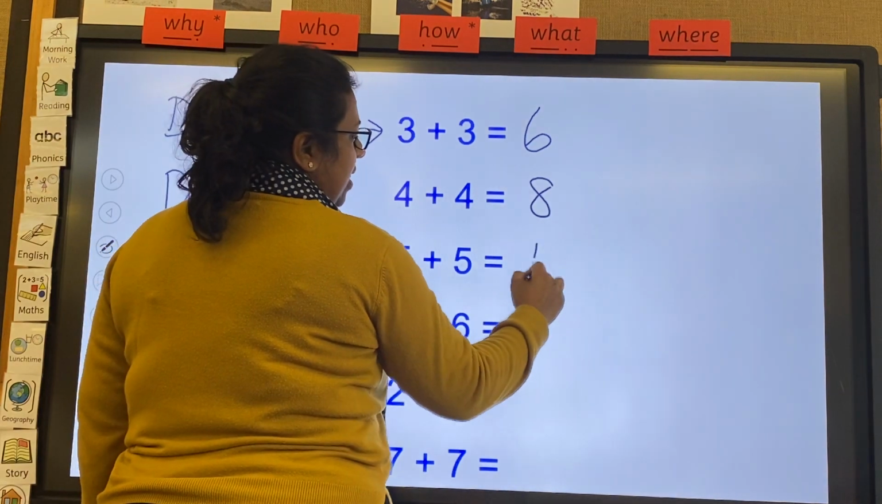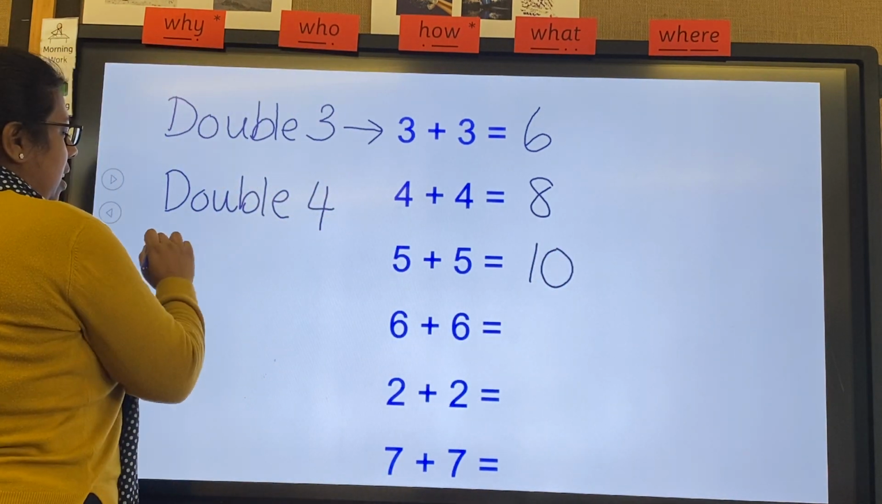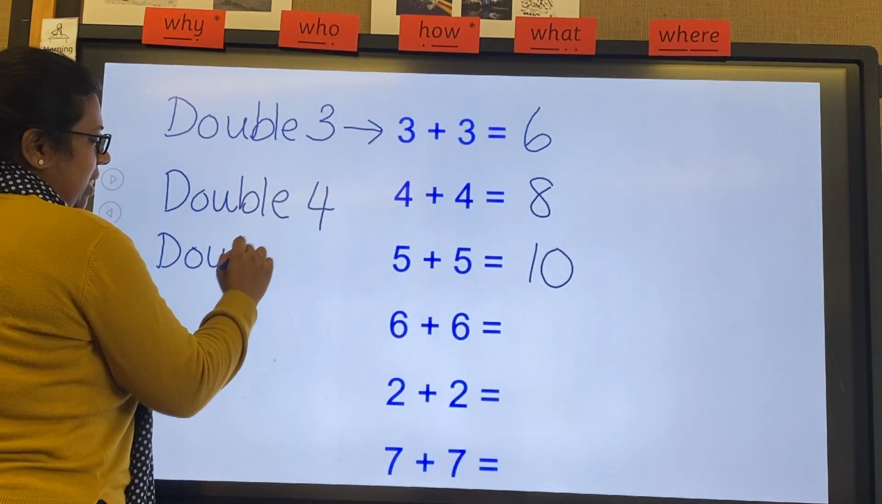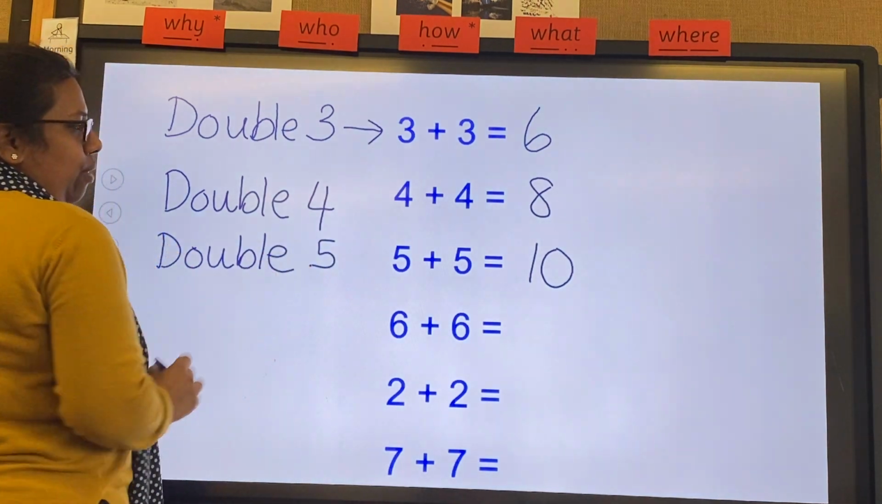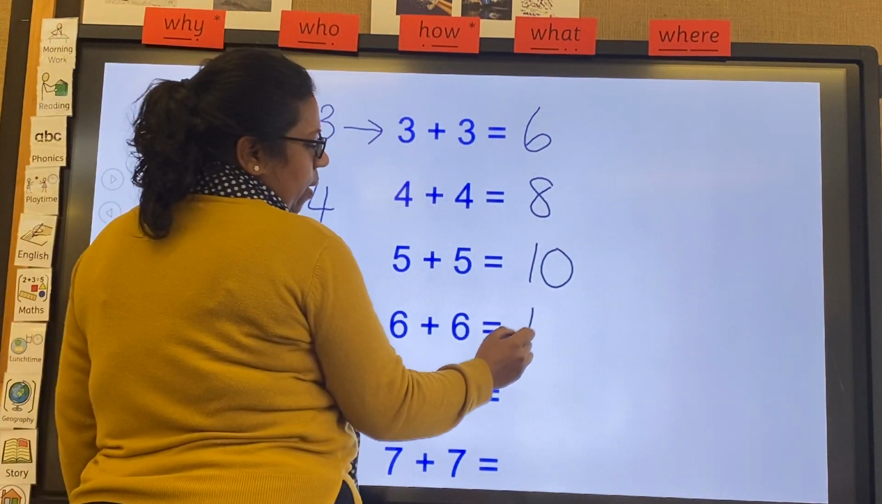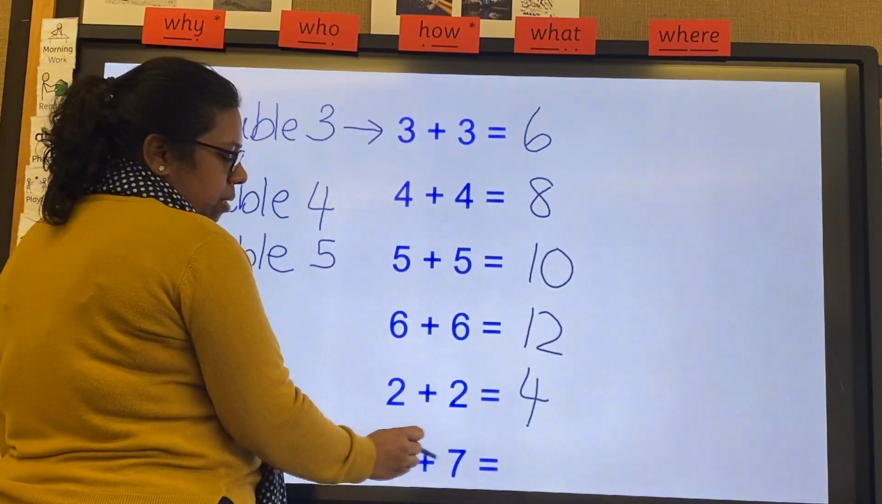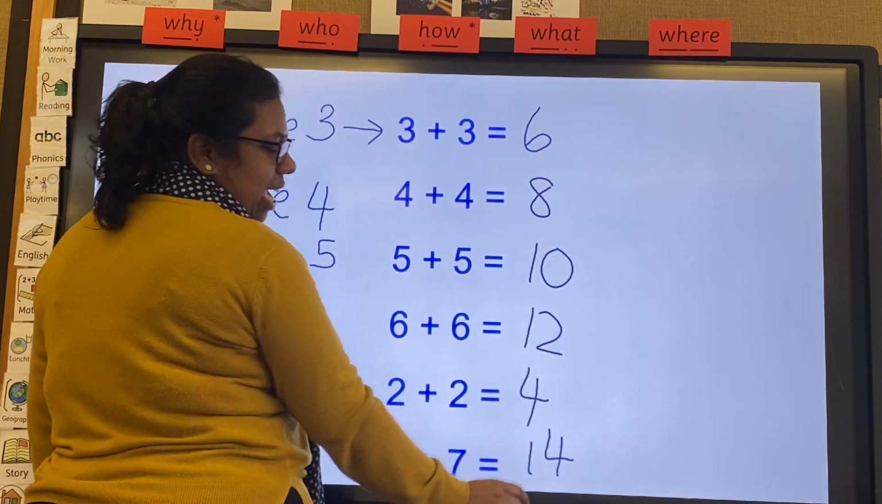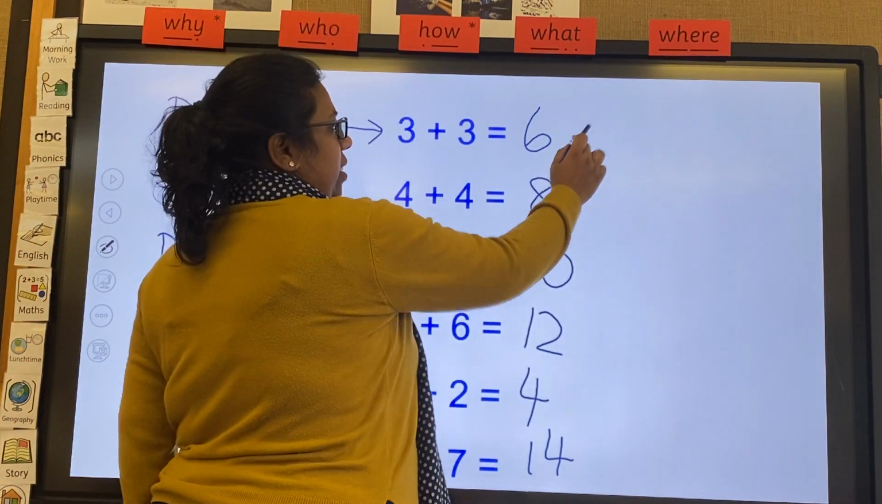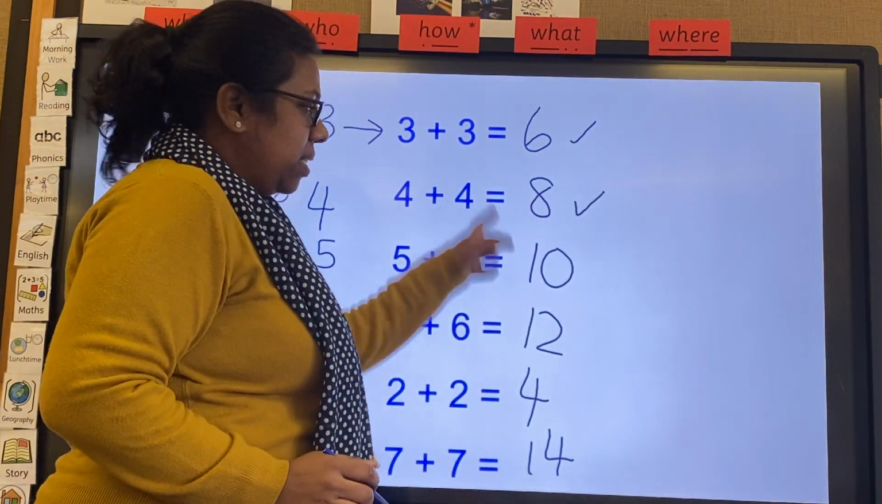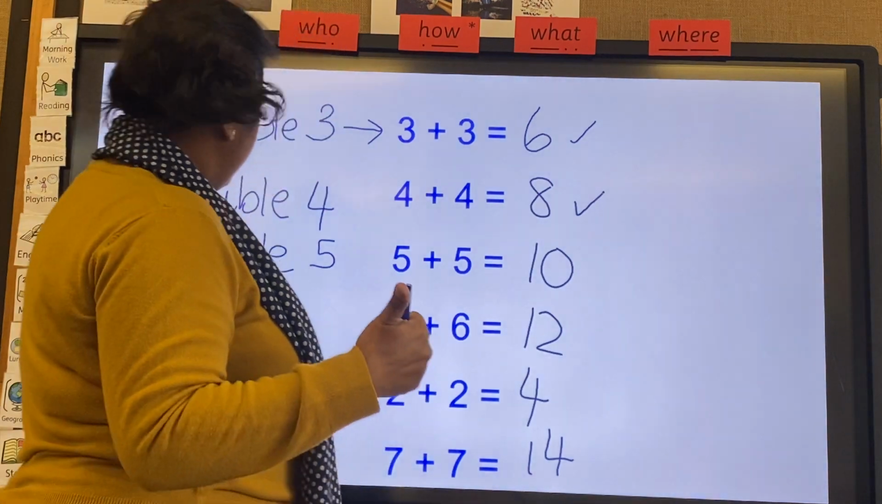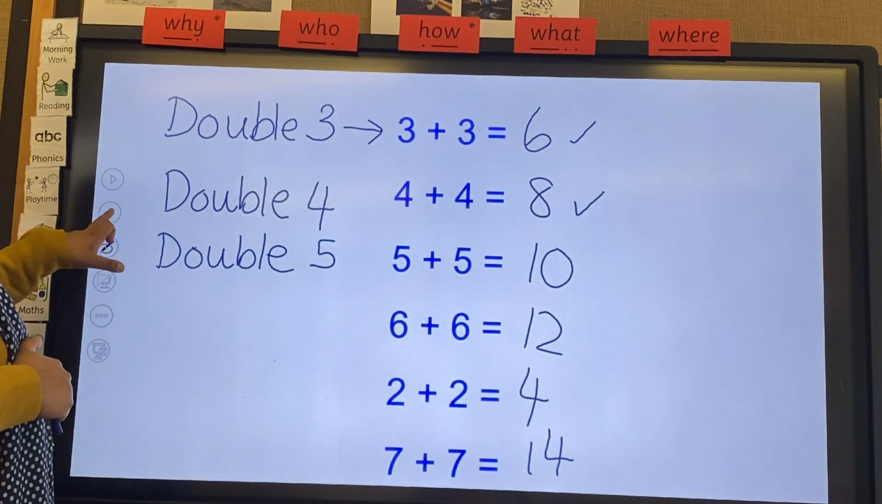5 add 5 is 10, or you could say double, fantastic, double 5. Brilliant. 6 add 6 is 12, or double 6 is 12. 7 add 7 is 14, or double 7 is 14. Well done, guys. Give yourself a tick if you got it right. If you made a mistake, check your answers. Fantastic. Now let's move on with our learning.